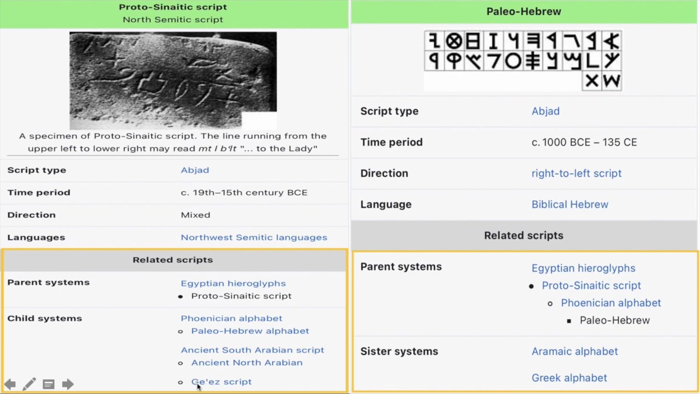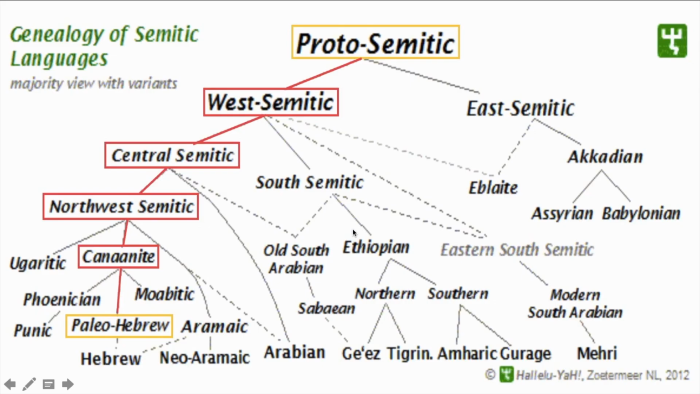This is sort of like a timeline going backwards from where these scripts and languages come from: Paleo-Hebrew to Phoenician alphabet to Proto-Sinaitic script to even the Egyptian hieroglyphics. And here is a visual map showing Paleo-Hebrew to Canaanite to Northwest Semitic to Central Semitic to Western Semitic and Proto-Semitic. So the Hebrew language also goes back to Proto-Semitic tongue.